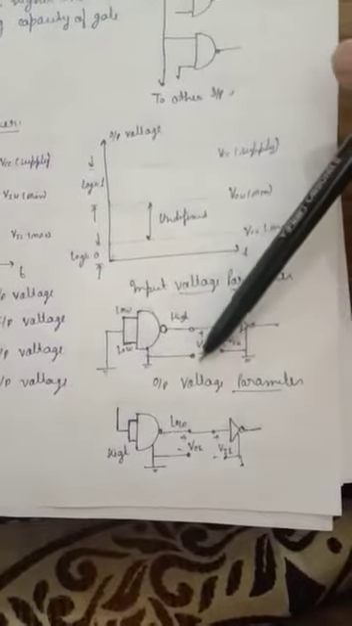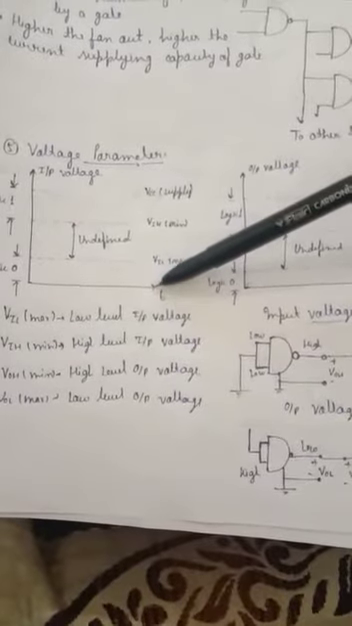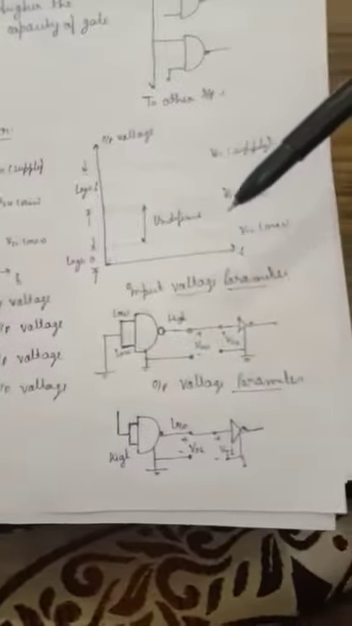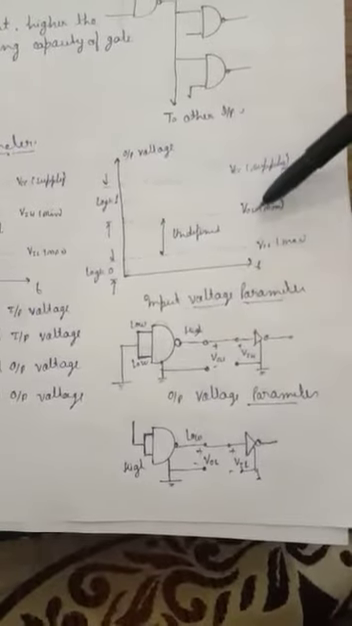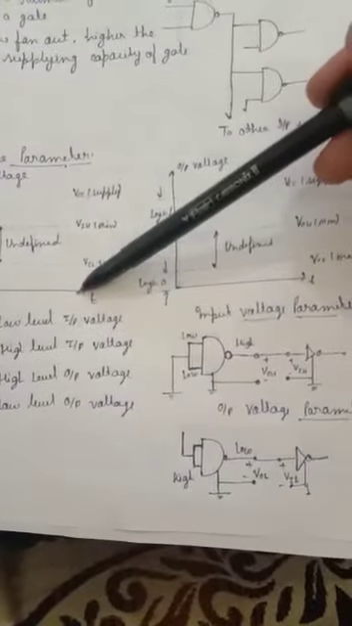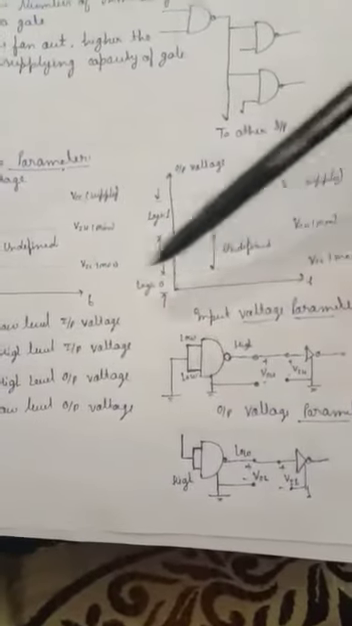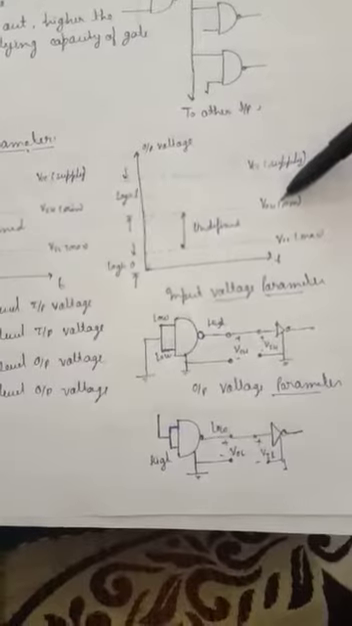That is, VOH means when we give the low input at this level, then after inverting, we get the higher output at this level, VOH. That is the minimum level. Input is low, output is high. Because the corresponding input voltage is minimum, the corresponding output voltage will also be minimum.